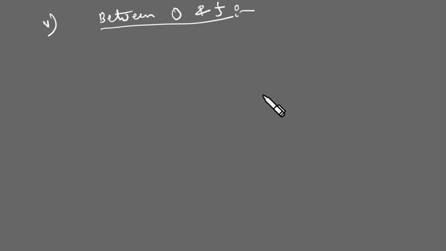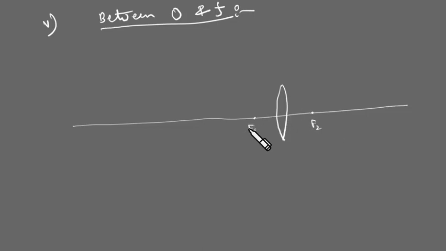So we will draw it here. Let's see. So another convex lens, and this time I draw the principal axis a little bit longer. Let's say this is my focus, f1 and f2, f1, f2. This time I keep the object here.